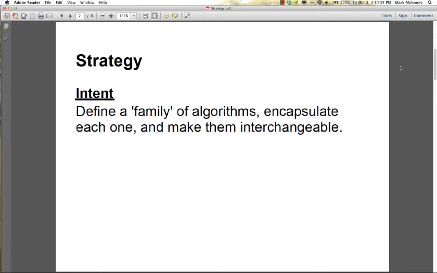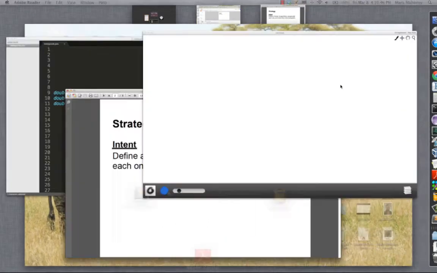So rather than include all the different ways in a single class, we'll separate out the different ways and plug them in when necessary. An example of this is if we were trying to write a program to, say, find the area under a curve. Let's say this is some function here, like x squared, and we want to find the area from this point to this point.